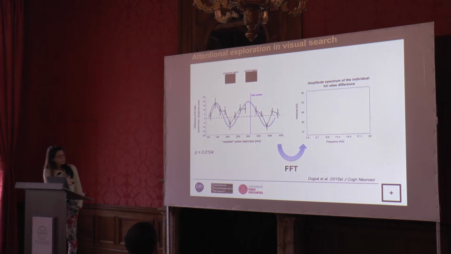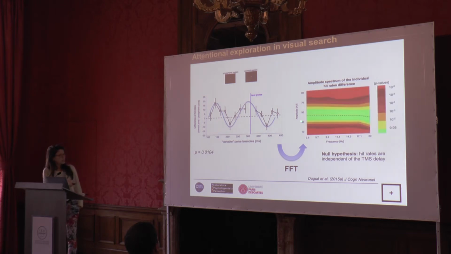We ran statistics, so let me show you first the statistics. Basically, the null hypothesis was that hit rates are independent of the delay, so we ran permutation statistics, and here the color represents the level of significance of this permutation, and here the null amplitude spectrum. So here is the result of the amplitude spectrum, and what you can see is that there is a significant peak here at about 6 Hertz, which means that this curve is significantly modulated at 6 Hertz. Okay, so that's the result of this TMS experiment.